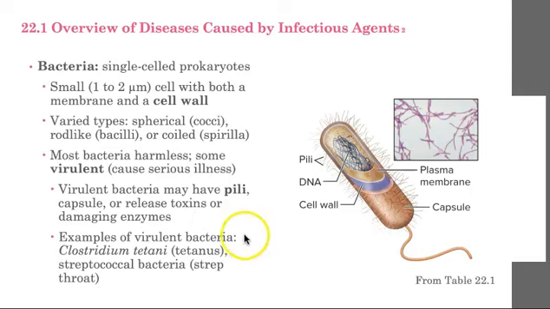Some examples of virulent bacteria are Clostridium tetani, which causes tetanus, and streptococcal bacteria, which causes strep throat.